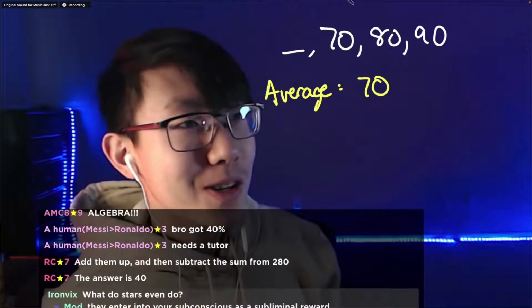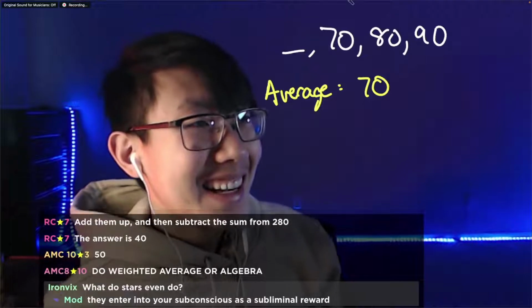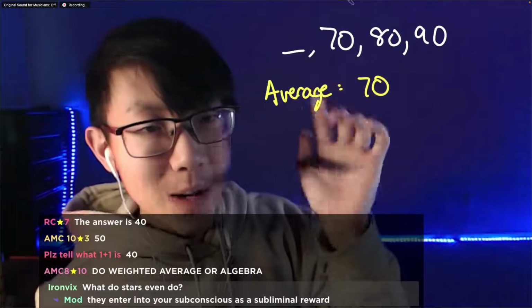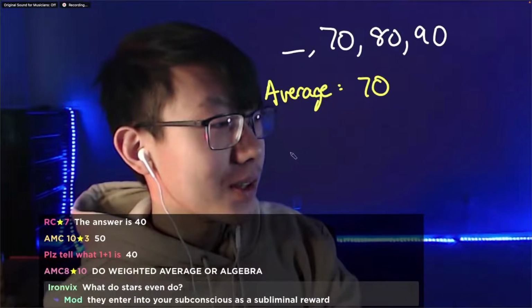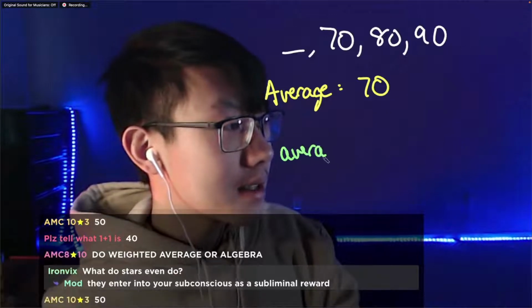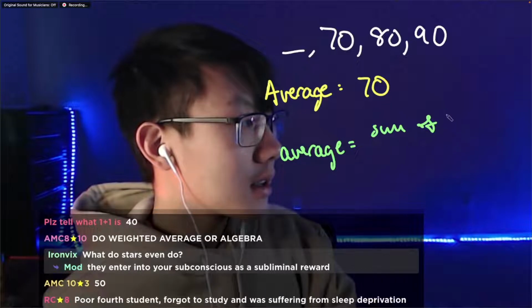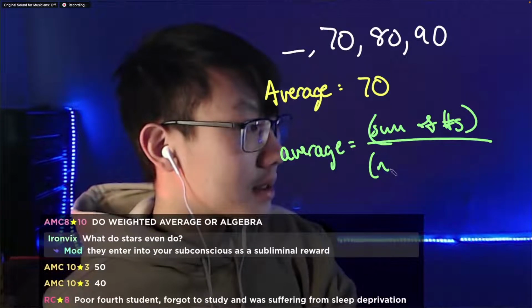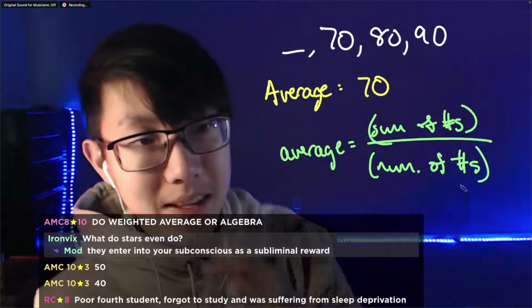So do weighted average or algebra? Do you guys want to explain how we go about doing this? So one way I think is to just look at the definition of an average, right? The average of a bunch of numbers is equal to the sum of all the numbers divided by the number of numbers. A little confusing, but the sum of numbers over the number of numbers.